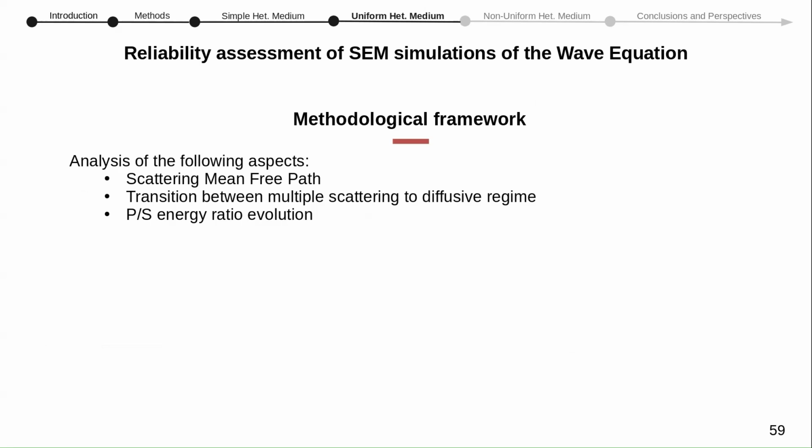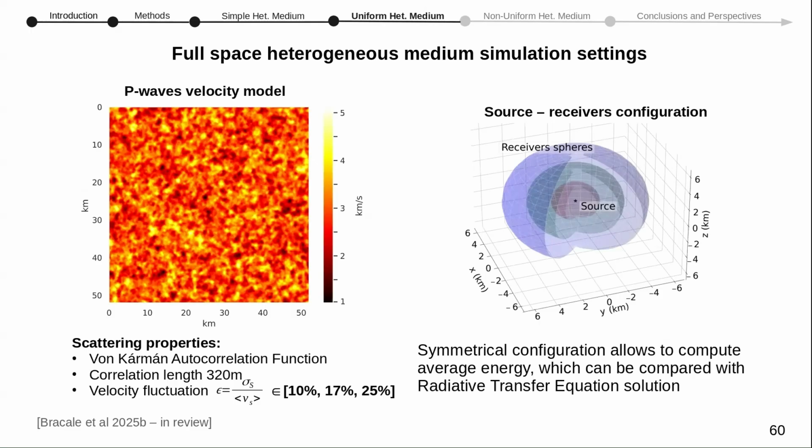Before we analyze these aspects, I would like to give a look at the medium that we analyzed. It was characterized by heterogeneities correlated according to a von Karman autocorrelation function with a correlation length of 320 meters, and we explored three levels of velocity fluctuation between 10 and 25%. In the results that I will show today, which only concern the full space simulation, the source is at the center of the medium, expressed by an isotropic moment tensor, and we deployed the receivers on spherical shells at different distances from the source. This symmetrical configuration was required in order to compute the average energy and compare it with the solution of the radiative transfer equation.